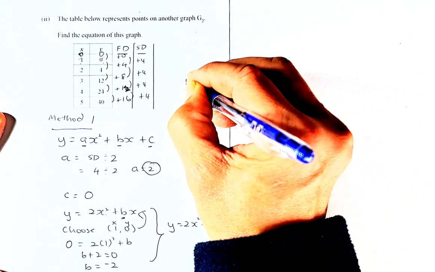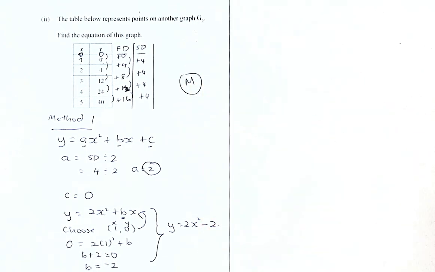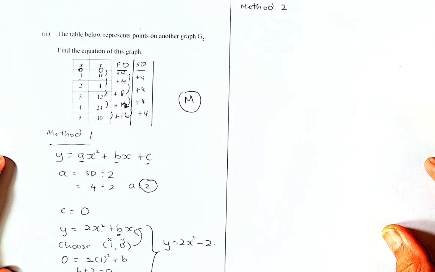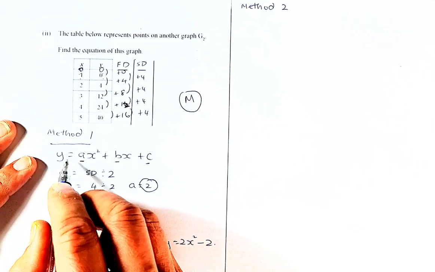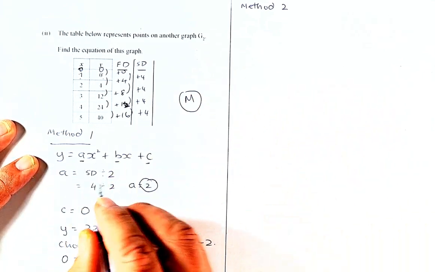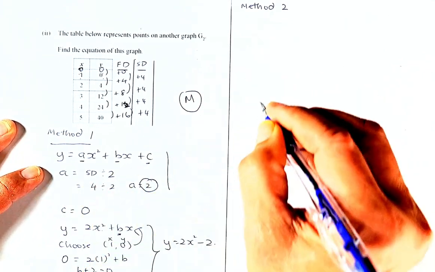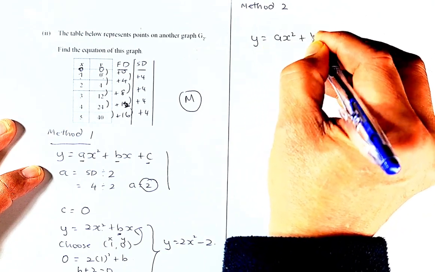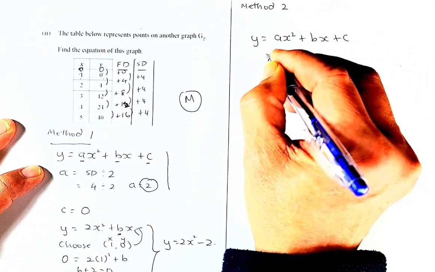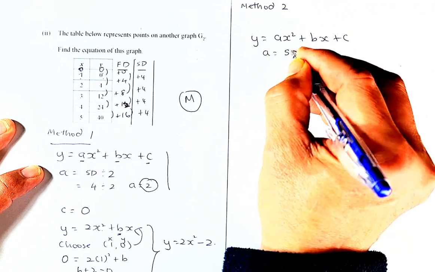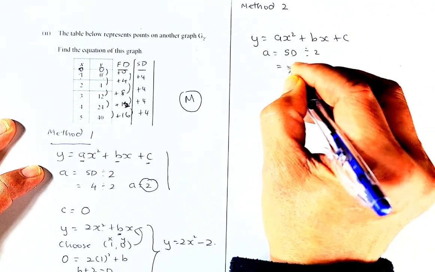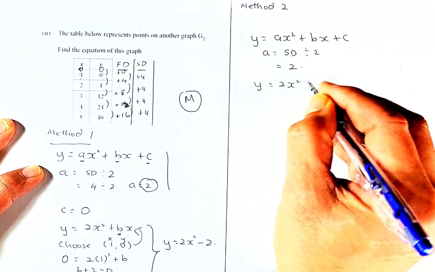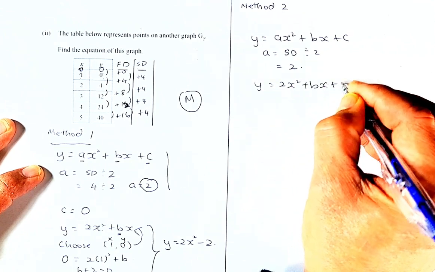So this is a merit, and now we're going to do the second method. Okay, second method will be like this. Similarly, we have found that the general equation is the same thing here. We found that y equals ax squared plus bx plus c, and again a equals the second difference divided by 2, and we found that a equals 2. So the equation is going to be y equals 2x squared plus bx plus c.